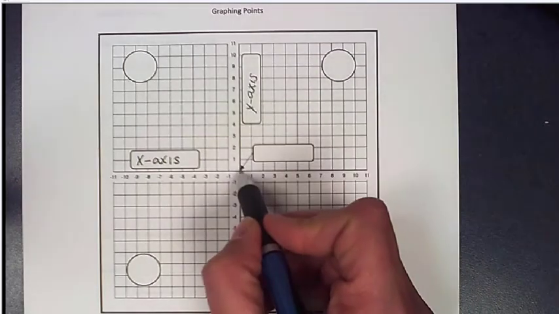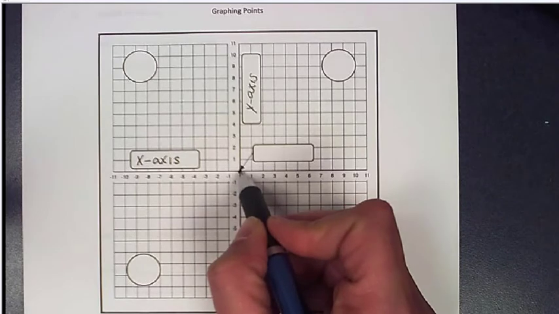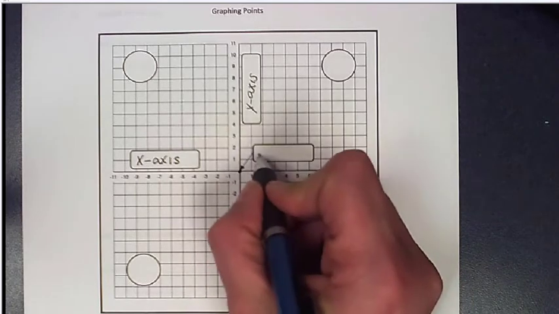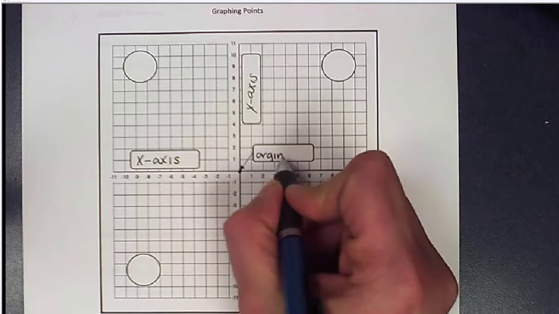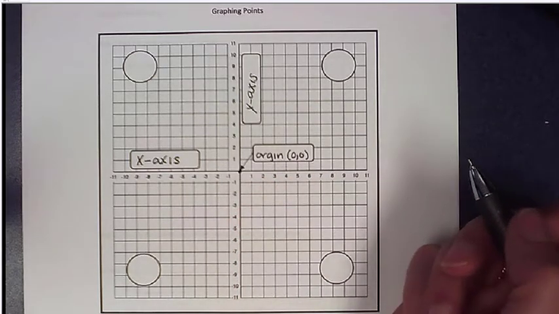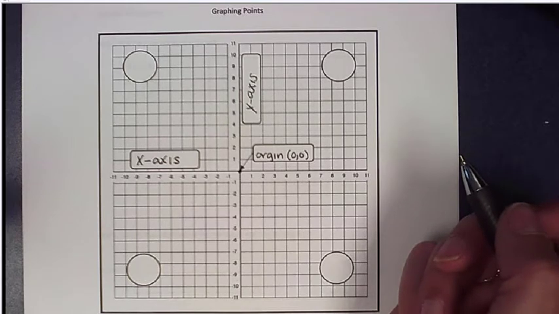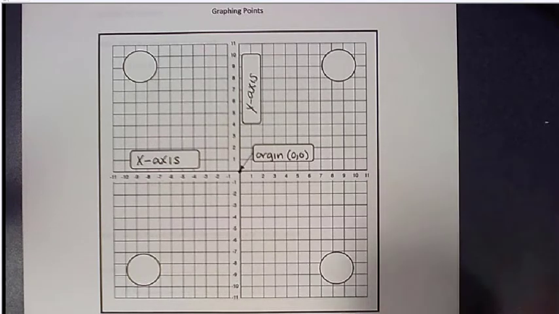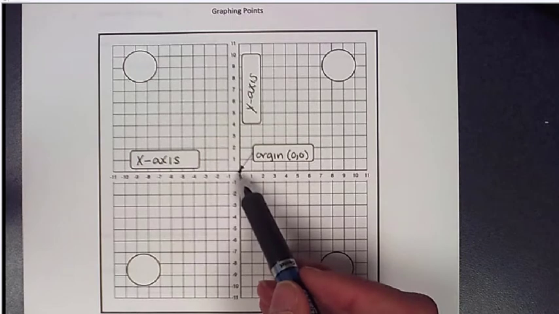This point right here in the center where the two axes meet each other is called the origin, and it is the point (0, 0). So basically we're not moving left or right or up or down. Whenever we graph a point, we always start at the origin and then use the values in our point to decide where we go. It's kind of like giving directions in a city where everything's in blocks.